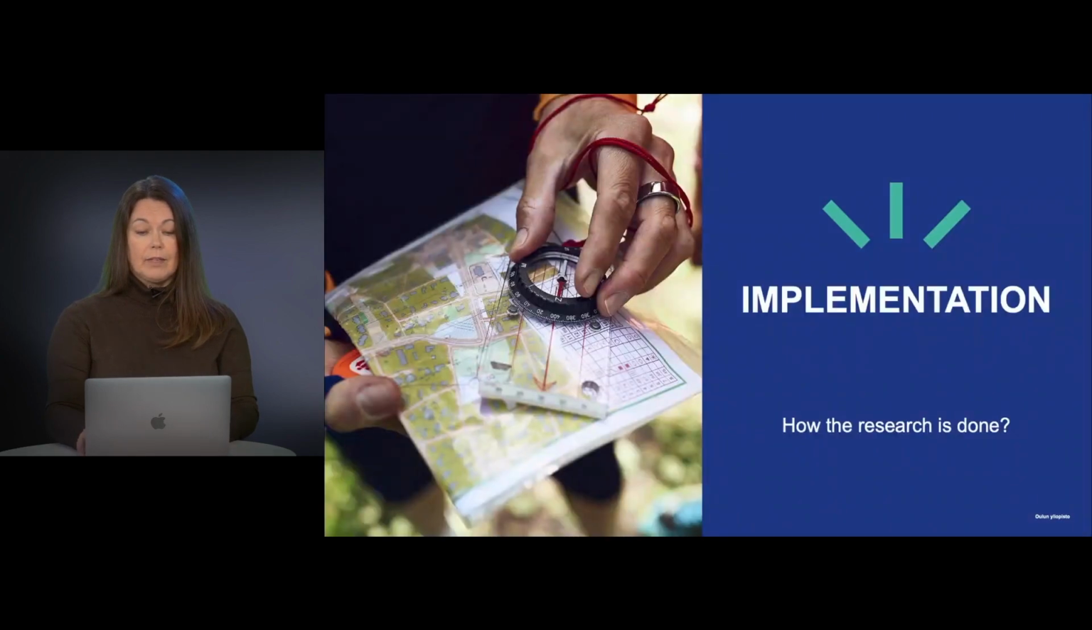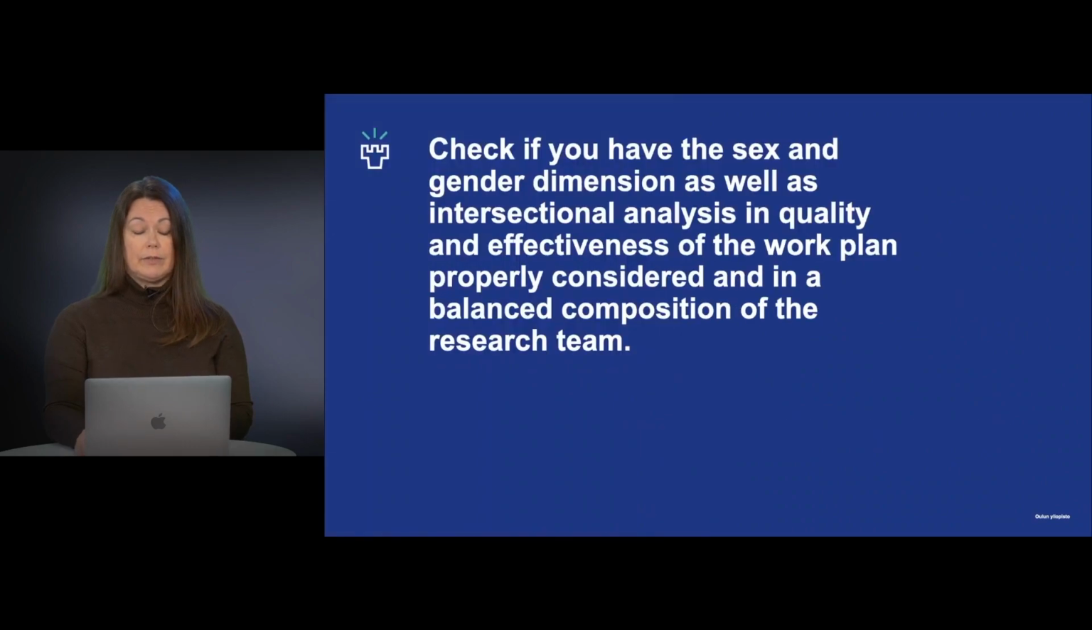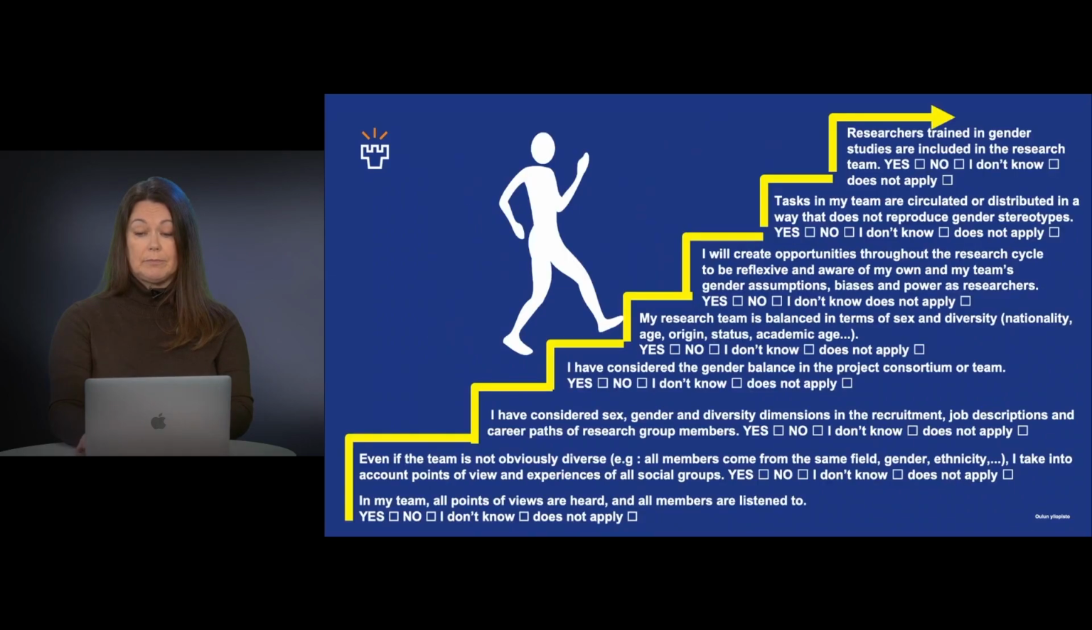dimension. The following part, implementation, how the research is done, focuses a lot on gender equality plan and planning in your organization. And the gender equality plan is a beneficial document for developing this area. So you may check if you have sex and gender dimension as well as intersectional analysis in quality and effectiveness of the work plan properly considered, and if a balanced composition of the research team is in place.